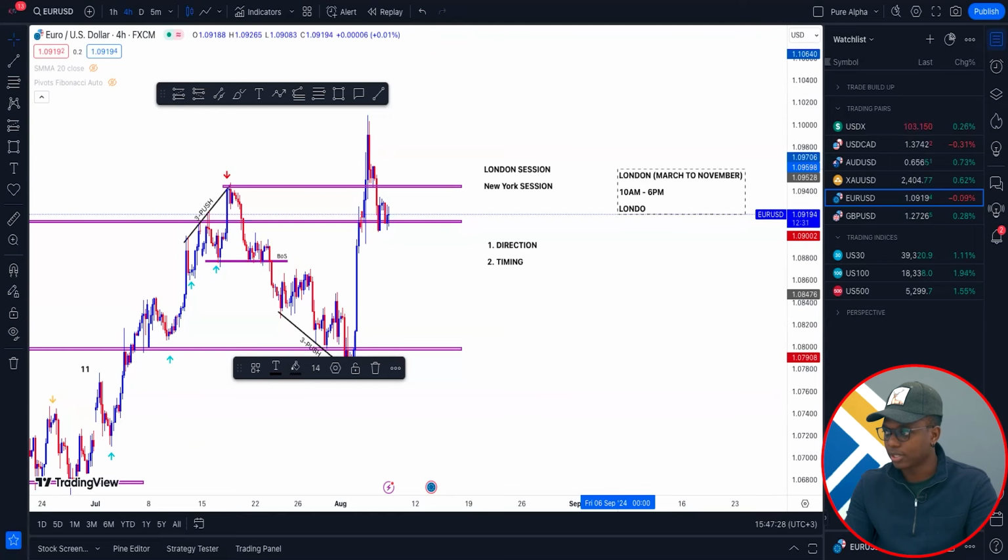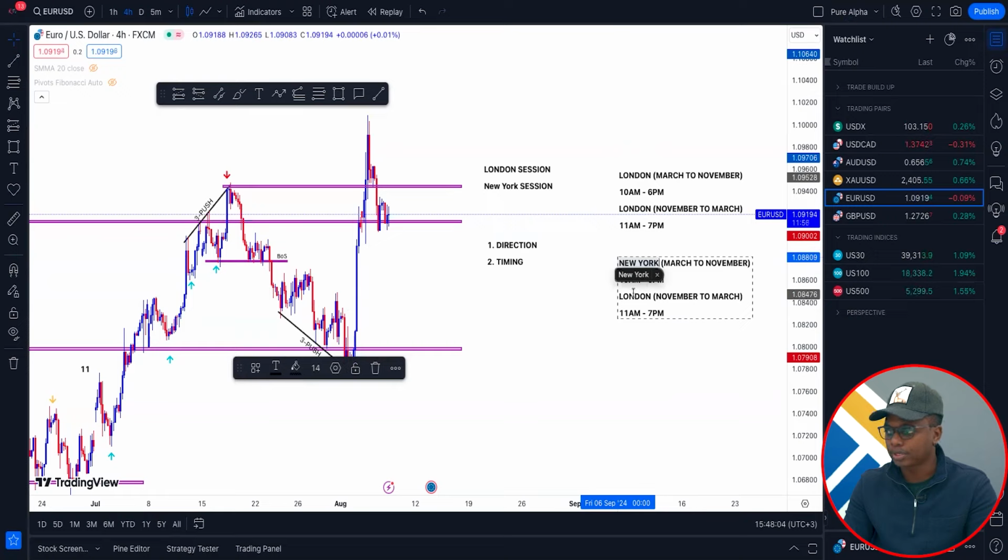London session from November to March, when they enter the winter, their open is from 11 a.m. to 7 p.m. our time. This is market sessions. Go read about when the market shifts in terms of time. Do your own research. I'll talk about it in a different video.